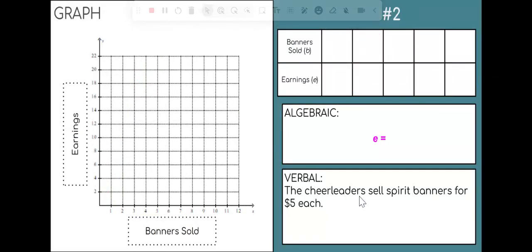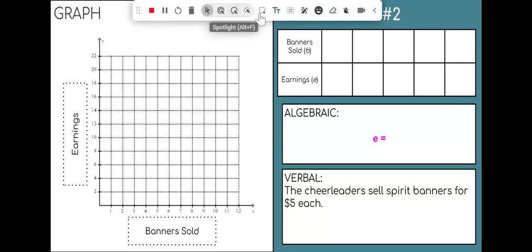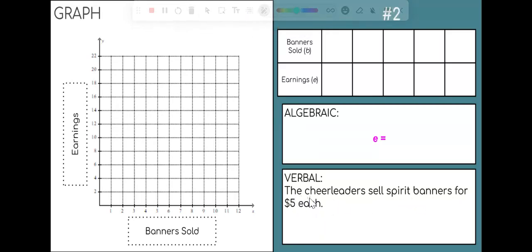Number 2, the cheerleader sells spirit banners for $5 each. You see that word each? Kind of like that word per. Every single banner is $5. So this each tells me that this is my variable. We're going to use our variable B for banners. My earnings, E, will be $5 per banner, 5B. How much money I make is 5 times however many banners I sell.